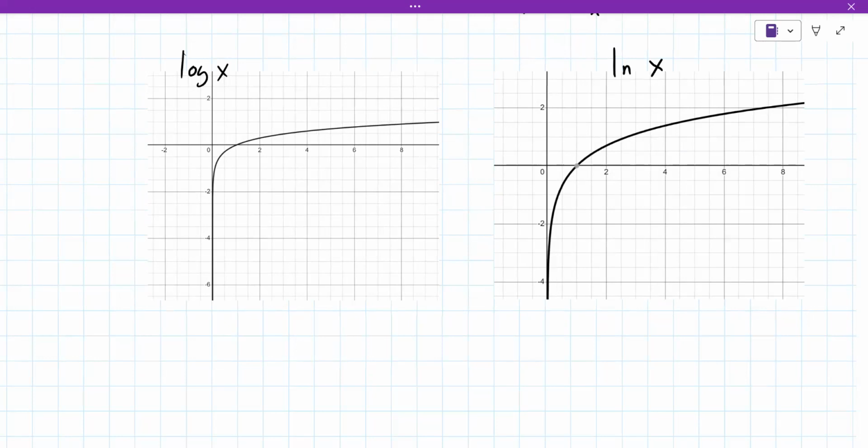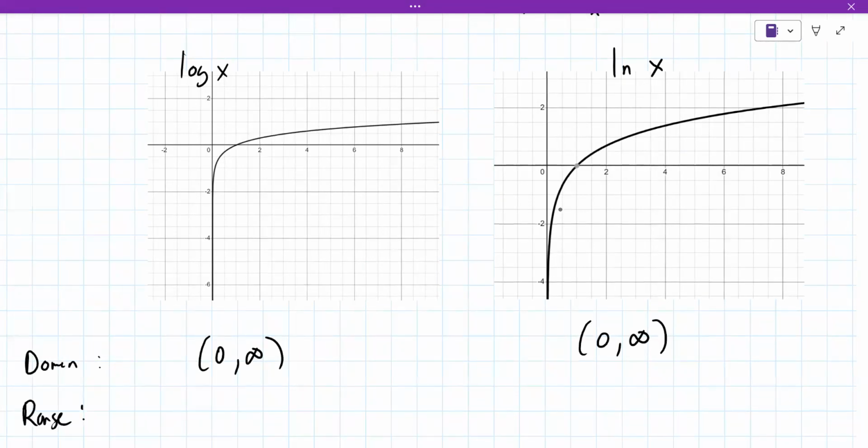Okay. So the graphs kind of look the same. I haven't drawn them in the same scale, but they look pretty similar. That's a good thing. The domain is actually the same for both. It's 0 to infinity. This is a good thing.